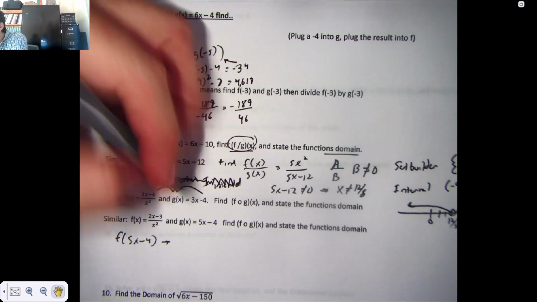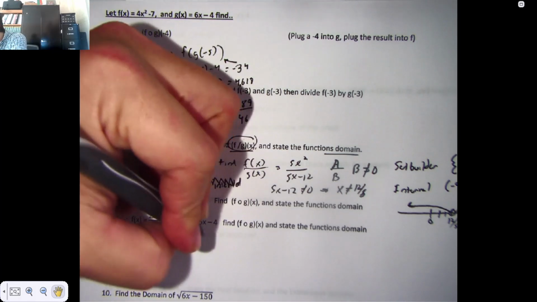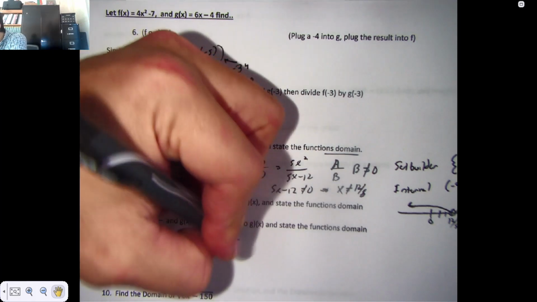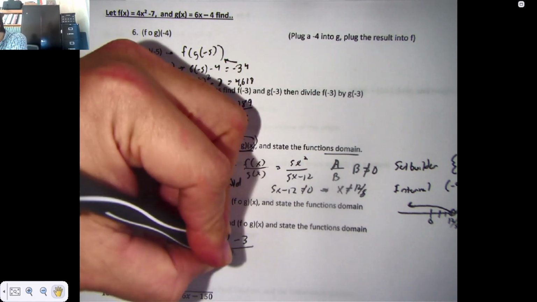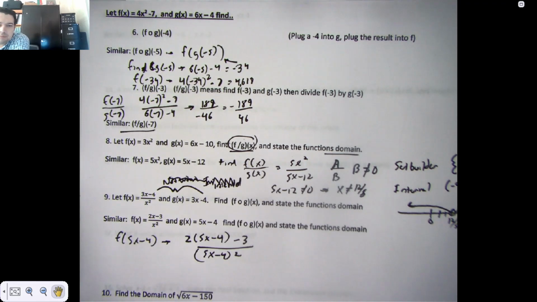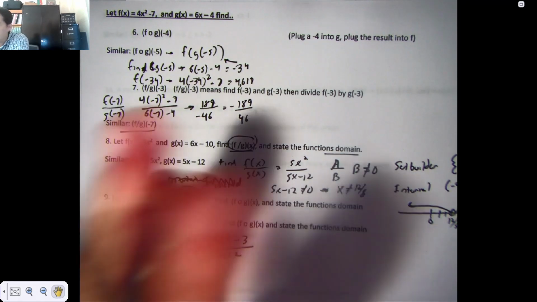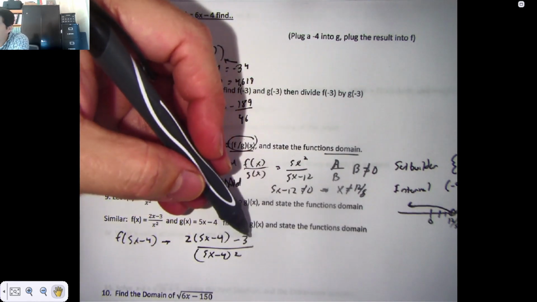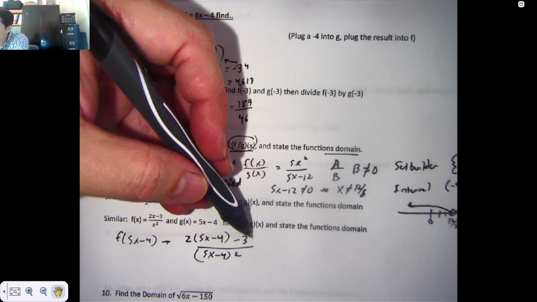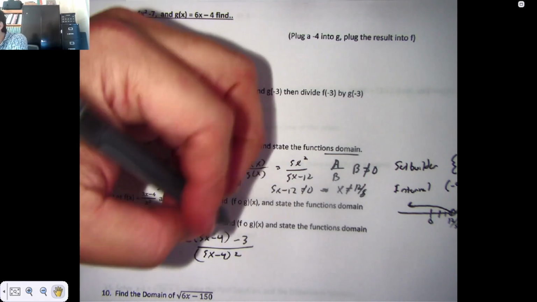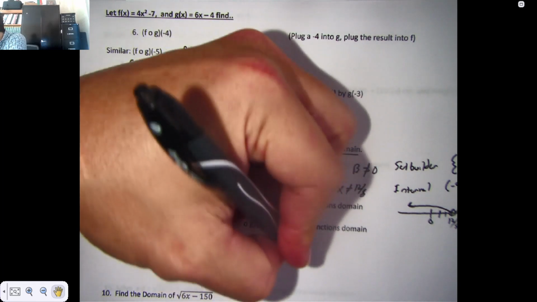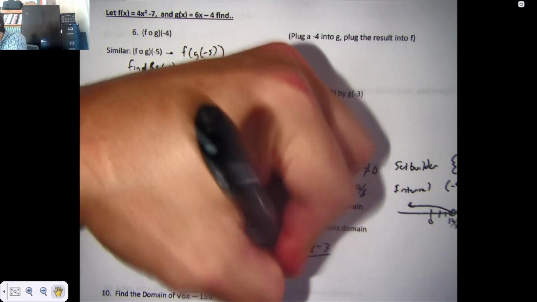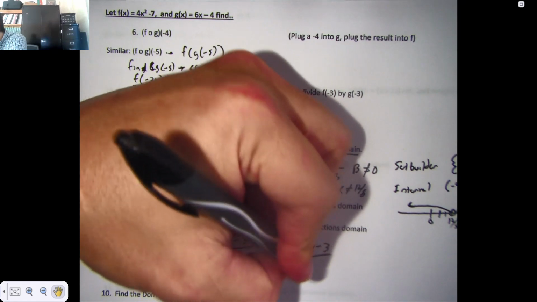Everywhere I see an x, I become 5x minus 4: twice 5x minus 4 minus 3, over 5x minus 4 all squared. I don't think there's any cancellations that happen here. They're not. If this 3 was being multiplied by 5x minus 4, I could go ahead and cancel something out. I invoke the distributive property up top, 10x minus 8 minus 3. The bottom is written twice and foiled.